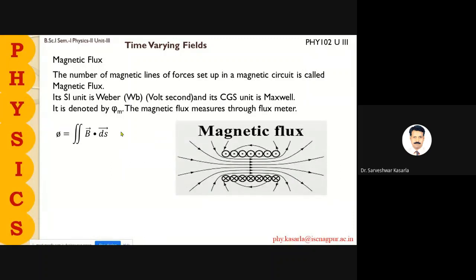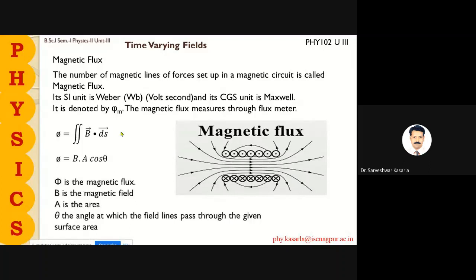So, this is how magnetic flux can be expressed in integral form. Magnetic flux is magnetic lines of force. It is the magnetic induction into area. Magnetic field can be defined as the magnetic flux per unit area. So flux is equal to B into A, where A is the area. B is the magnetic field, and theta is the angle at which magnetic field lines pass through the given surface area.